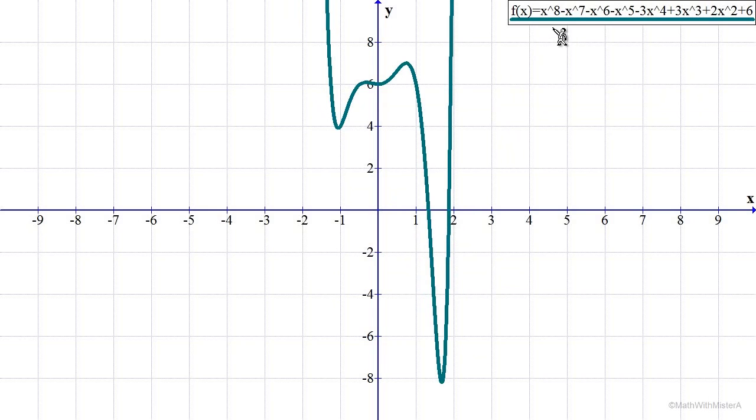Here's x to the 8th minus x to the 7th minus x to the 6th minus x to the 5th minus 3x to the 4th plus 3x to the 3rd plus 2x squared plus 6. One thing you may have noticed is that as the degree increased, the graphs had more action to them. The quadratic, the degree 2 that we're used to, we know it's always a smooth parabola, and as the degree increased with these examples, we saw more twists and turns in the graph.